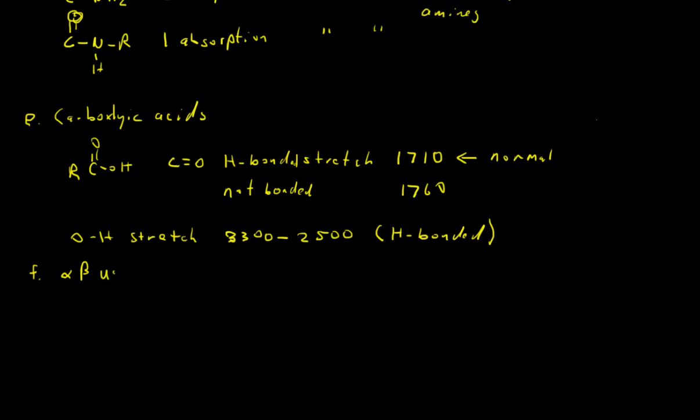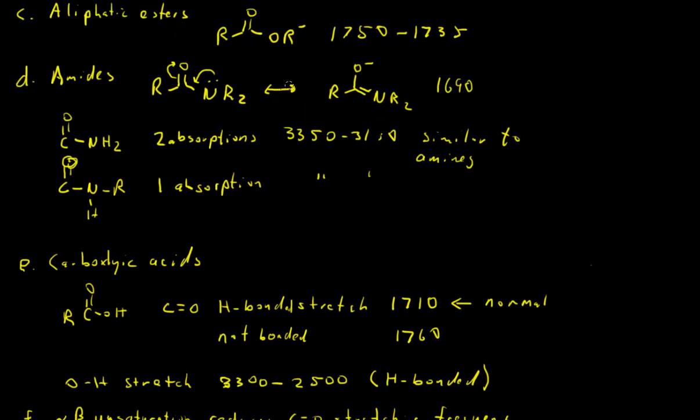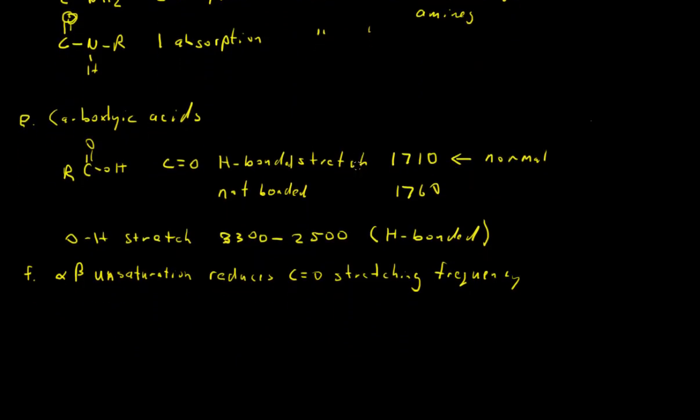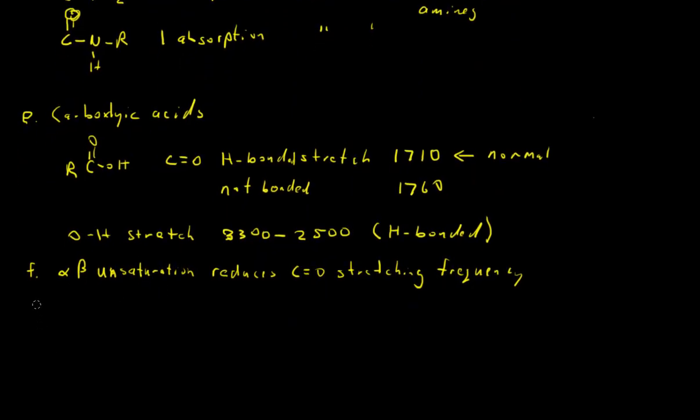So alpha-beta unsaturation reduces the frequency of the carbonyl absorption. The reason for this is the same as the reason that I gave for the reduction in the stretching frequency for amides above. So if we review that briefly. In amides, we have this resonance form here that lengthens and weakens the carbonyl carbon-oxygen bond in the carbonyl group. We see the same thing happening with alpha-beta unsaturation.